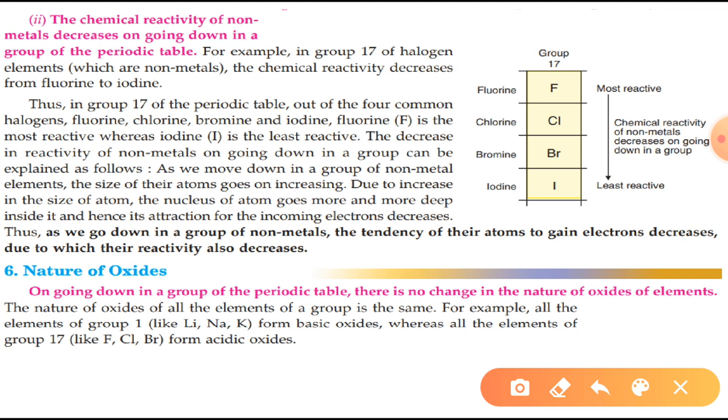We have discussed it. Now, nature of oxide. Students, down the group in a periodic table, there is no change in the nature of oxide. Metals will generally form basic oxides, and non-metals form acidic oxides. So that will be the same for the groups.